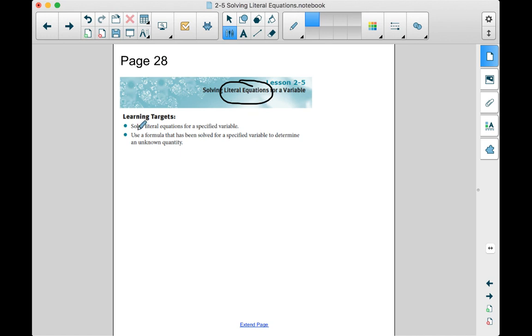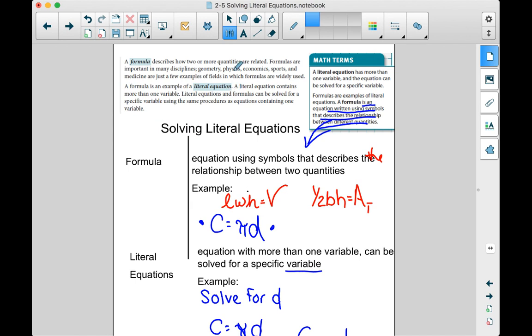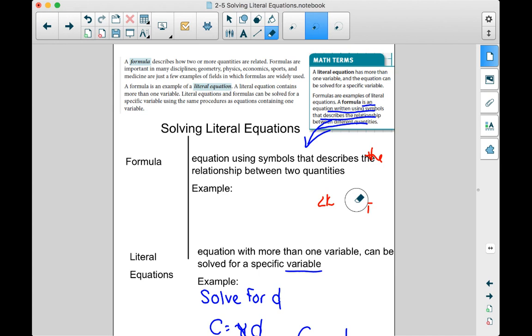So our learning targets today are to solve literal equations for a specified variable, and to use a formula that has been used to solve for a specific variable to determine an unknown quantity. All right, so in your notes, you should have from Friday the definition of formula and the definition of a literal equation. So right now, I just want you to pause and think.